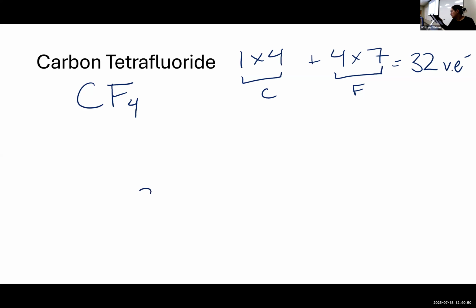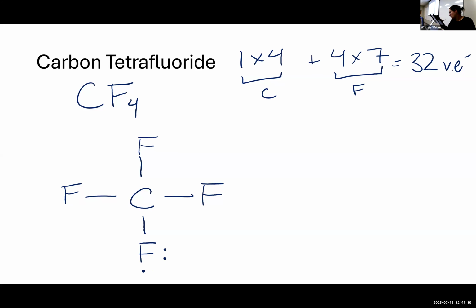So I will do the same. I will put all 4 fluorines around the carbon, and then always start by attaching a single bond. Always start by doing that. Don't try to do double bonds until you have all of the valence electrons. So I have 4 bonds, so that means 8 electrons. I will count until I have 32.